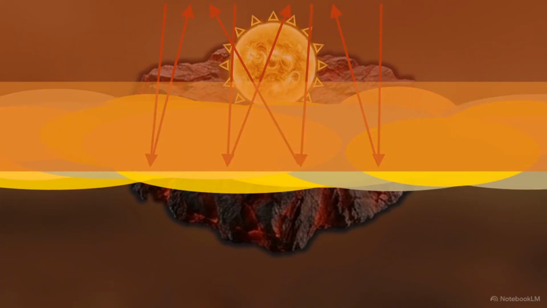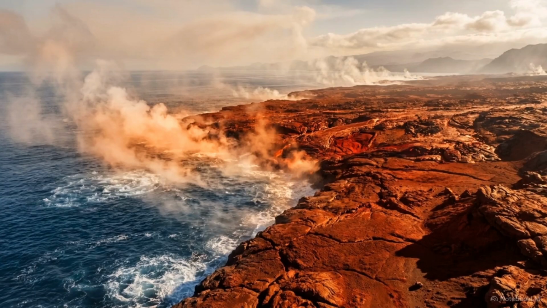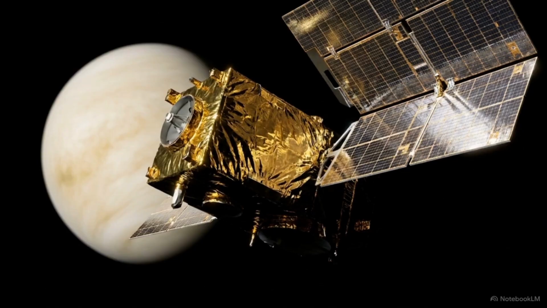effect. The extreme hostility we see today is a stark planetary mirror. It demonstrates exactly how a blue, water-rich world can collapse into a permanent inferno, leaving the precise timeline of its destruction for future space probes to uncover.